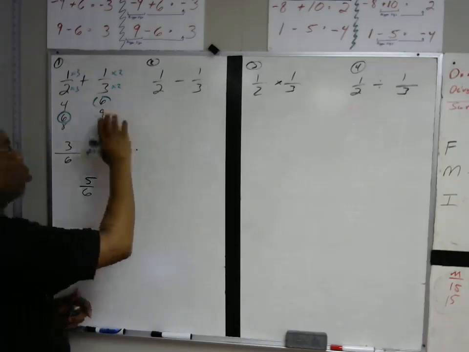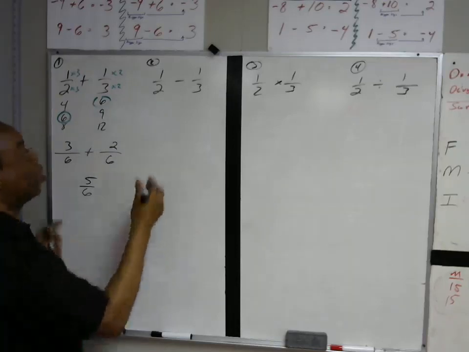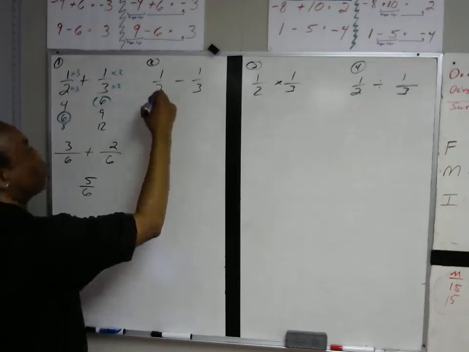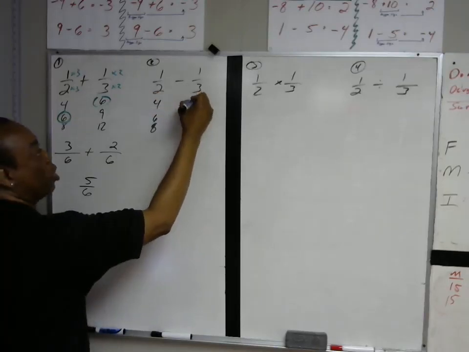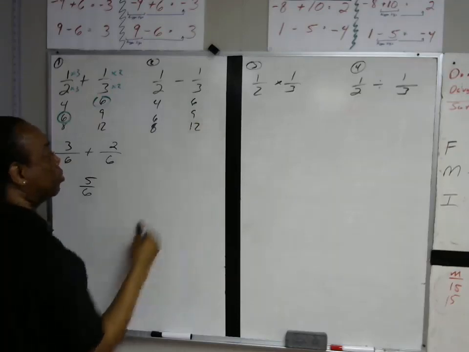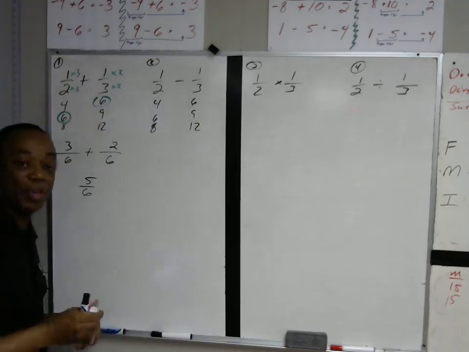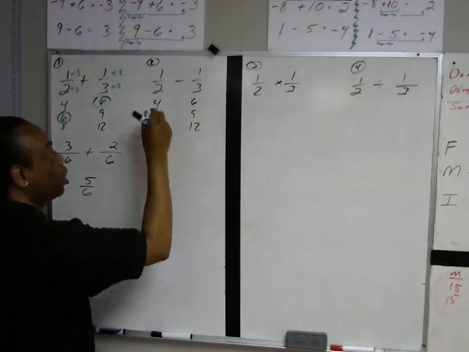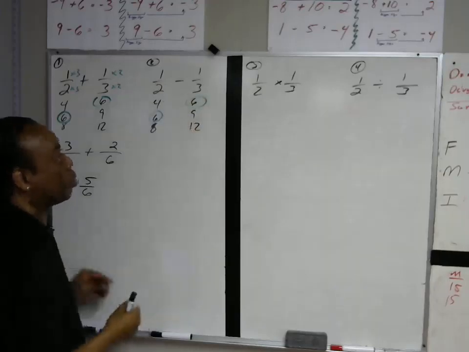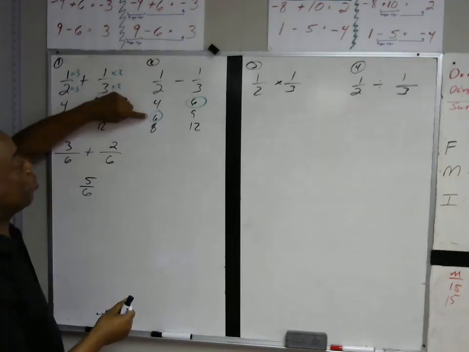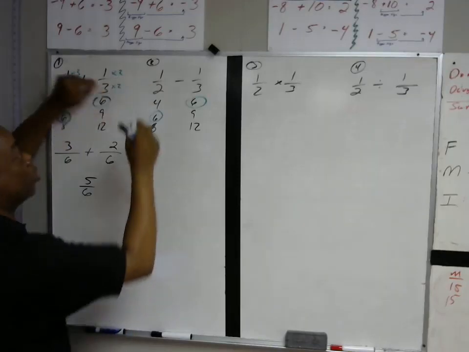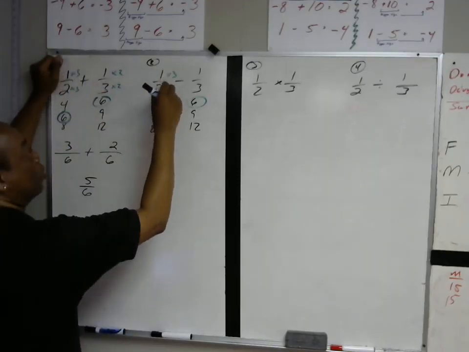Once again, since we're subtracting, we'll find the common denominator by finding the 2 timetables. We'll write down the 2 timetables: 2, 4, 6, and 8. 3 timetables: 3, 6, 9, and 12. Find the least common multiple. It'll be 6. And so, the multiplier of the 2 timetable for 6 is 3.